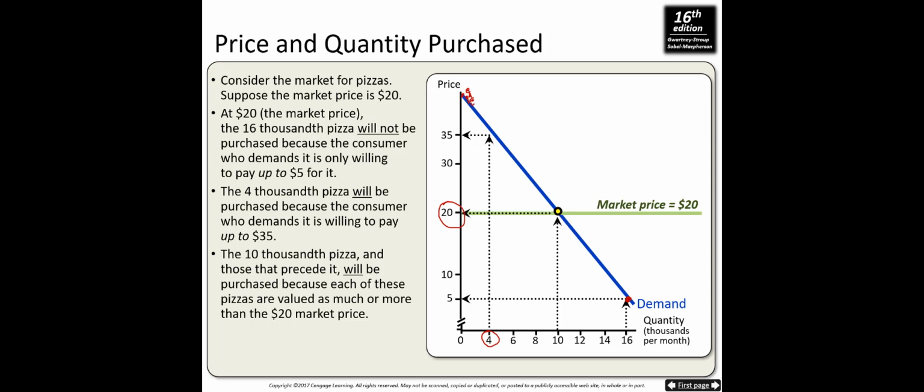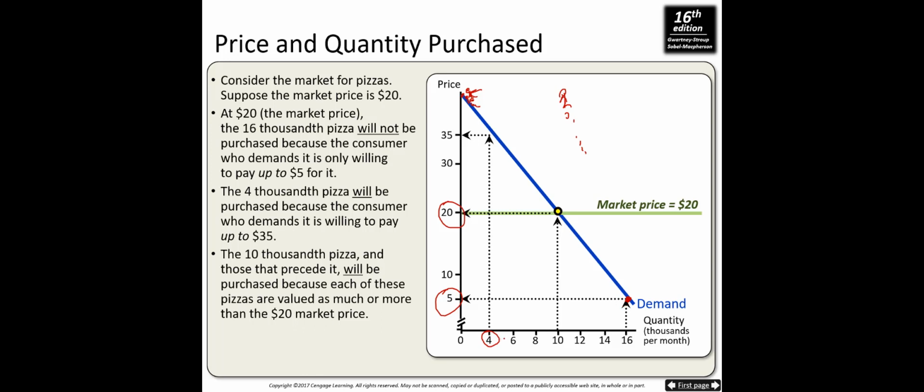Every single point here represents a demand. And when you draw a demand curve, you order the people's willingness. So the person on the top pays the highest price. And then you order such that the 16,000th person who buys the 16,000th pizza is willing to pay $5. So this person is not going to get the pizza because the pizza price is 20 and his maximum willingness to pay is 5, okay? But the 4,000th pizza is different.